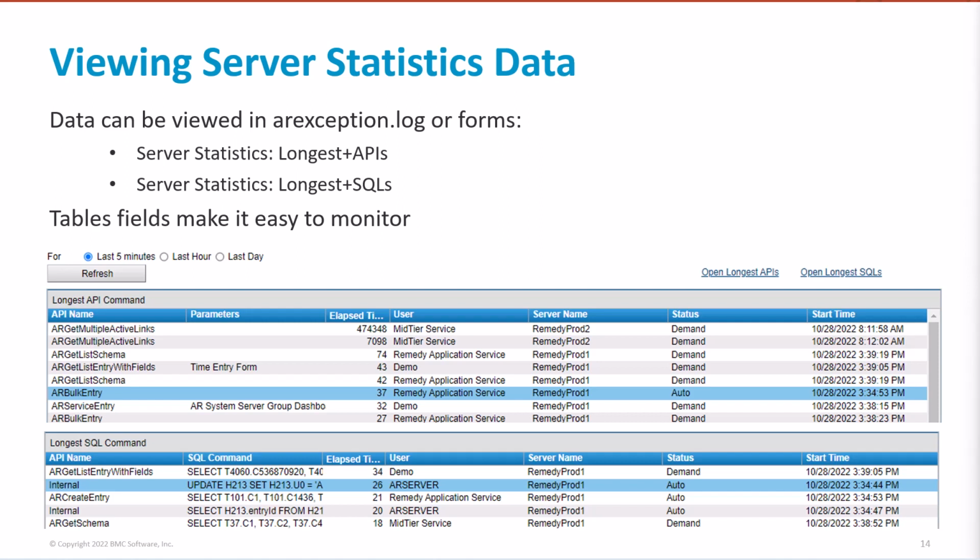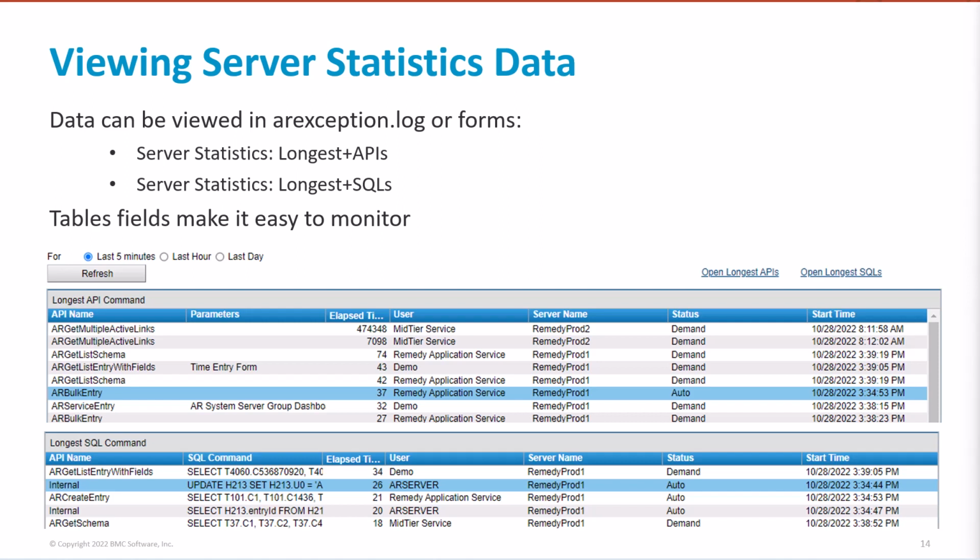The elapsed time is in milliseconds, so you can see in the first row, the AR get multiple active links took 473 seconds to complete. It provides the username and the specific server that this ran against in a server group. The status tells us whether this information was collected automatically using the auto save and purge, or if it was collected on demand by selecting the option I just showed on the prior page.